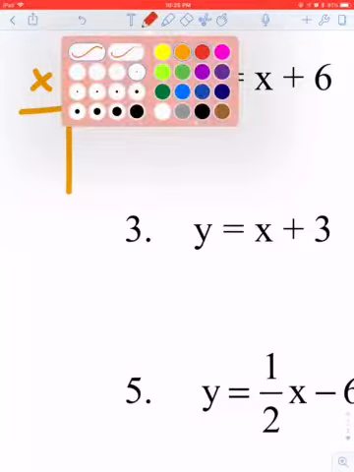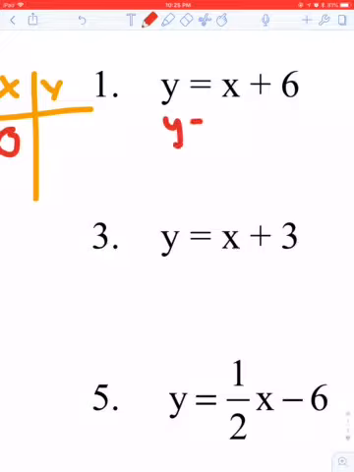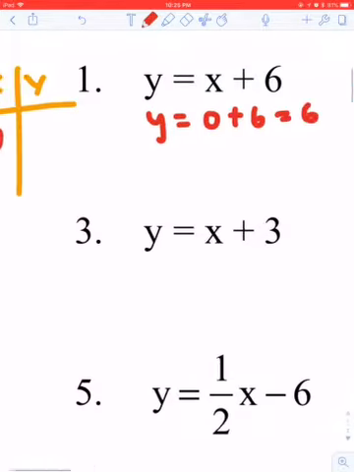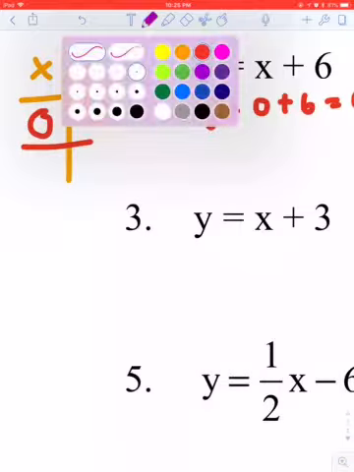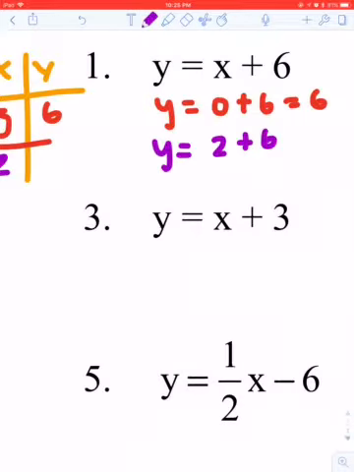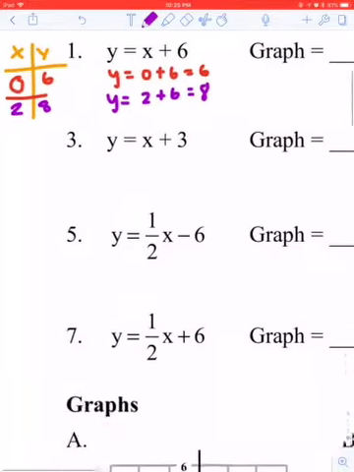So first number I'm going to use is 0. When you put 0 in here, y is equal to 0 plus 6. You see that that is equal to 6, so you can put a 6 there. The next number is use 2. So y is equal to 2 plus 6. You see that's 8. So I need to find a table that has 0, 6 and 2, 8.